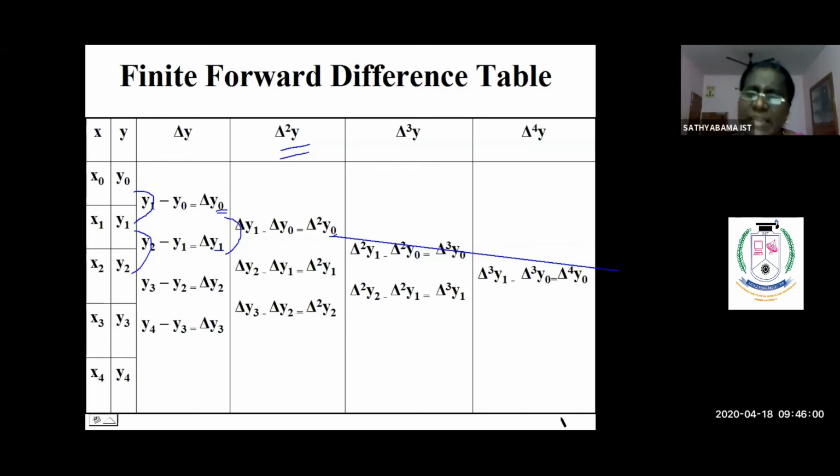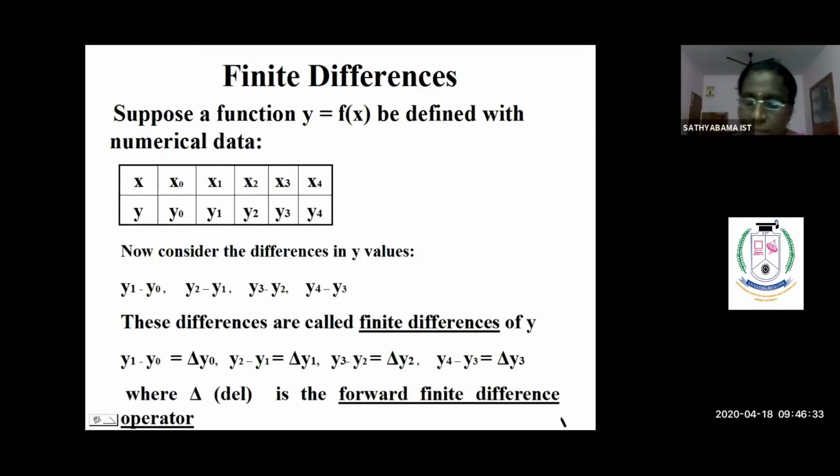How long can I extend the table? Until I get a single value in one particular column. So here I have for y, the original data entries are 5. And since I am considering 4 successive differences, in del power 4 y, I am having a single entry. So which we call del power 4 y, and we stop the process up to this. Okay. So this is called the finite forward difference table. Now we'll go for the next case, backward. Okay. Next one is backward.